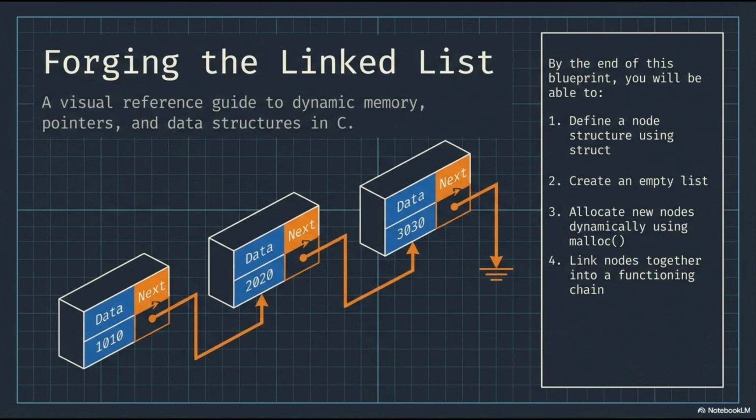We've got 4 distinct goals on our roadmap today. First up, defining a node structure using struct. Second, creating an empty list. Third, dynamically allocating new nodes using malloc. And finally, securely linking those nodes together into a functioning chain. Basically, this is your complete guide to mastering dynamic data structures.